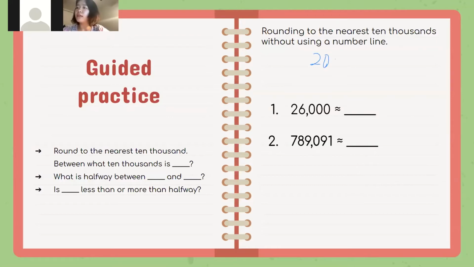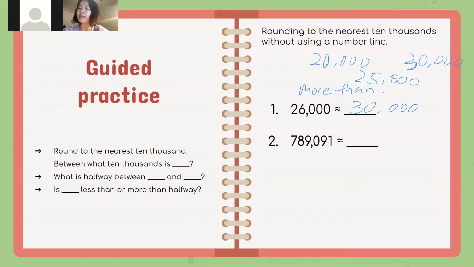It will be 2 10,000 and 3 10,000. And what is the halfway point between 20,000 and 30,000? 25,000. And is 26,000 less than or more than this halfway point? The answer is more than. So our answer is, we'll round this number up, so it will be 30,000. 26,000 is almost equal to 30,000.